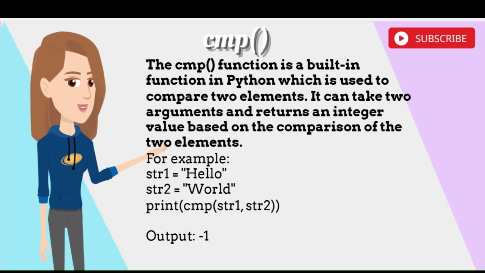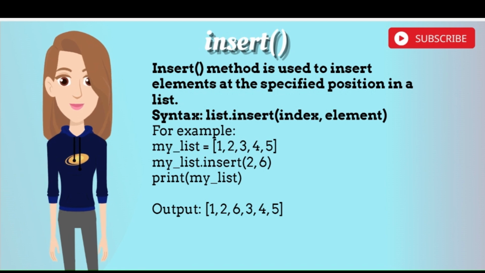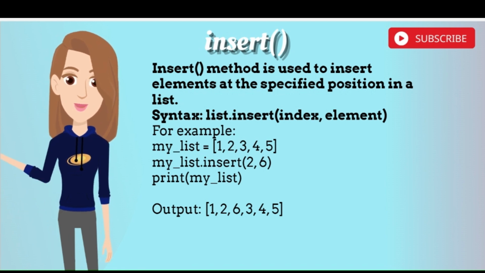CMP. The cmp function is a built-in function in Python which is used to compare two elements. It can take two arguments and returns an integer value based on the comparison of the two elements. For example, str1 = hello. str2 = world. Print cmp(str1, str2). Output: -1.